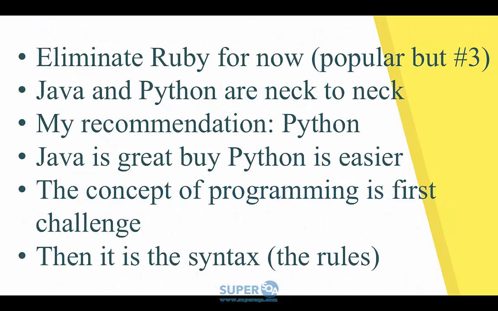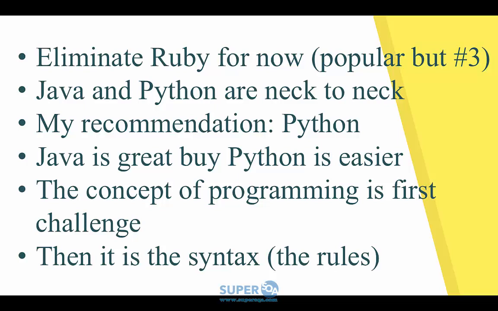Okay, right off the bat, let's eliminate Ruby. Ruby is popular, but it is much further behind Java and Python in terms of popularity. Now, Java and Python are neck and neck, so that's a bit of a difficult decision. What's my recommendation? Well, Python. Java is great, but Python is easier. My recommendation for your first language is to learn Python.